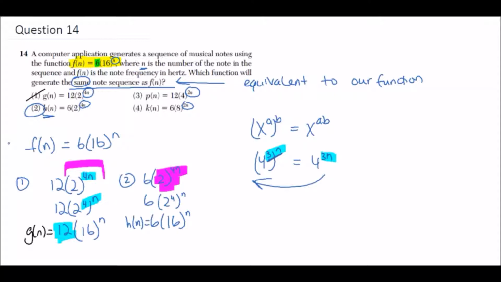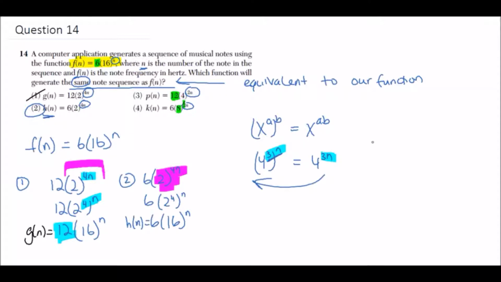The problem with choice 3 is that, again, we have the 12 on the outside, not 6, and the problem here is that 8 squared is 64. So it's not going to be 16. So the answer is choice 2, and the best way to do that is to back solve it.